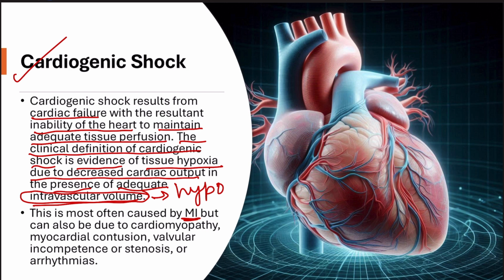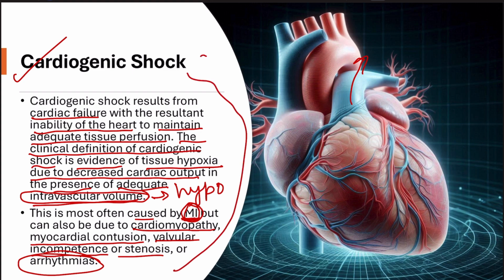reason for the shock. And this is most often caused by MI, that is myocardial infarction, because it damages the myocardium. But it can also be due to other causes like cardiomyopathy, myocardial contusion, valvular incompetence or stenosis. As a result, there can be regurgitation, and decreased flow of blood from the heart. So all these reasons and arrhythmias, because of which there is decreased cardiac output, lead to cardiogenic shock. So this is the second variety.